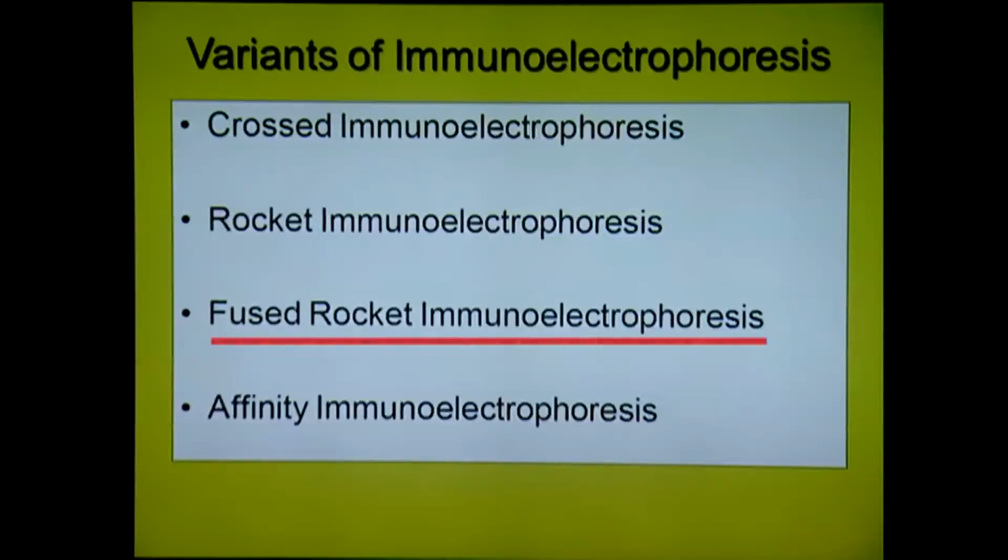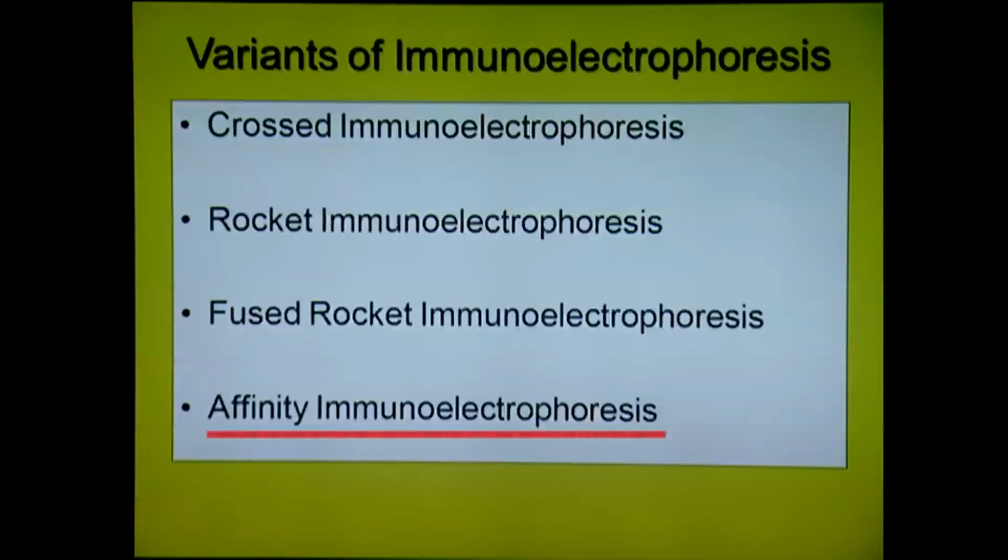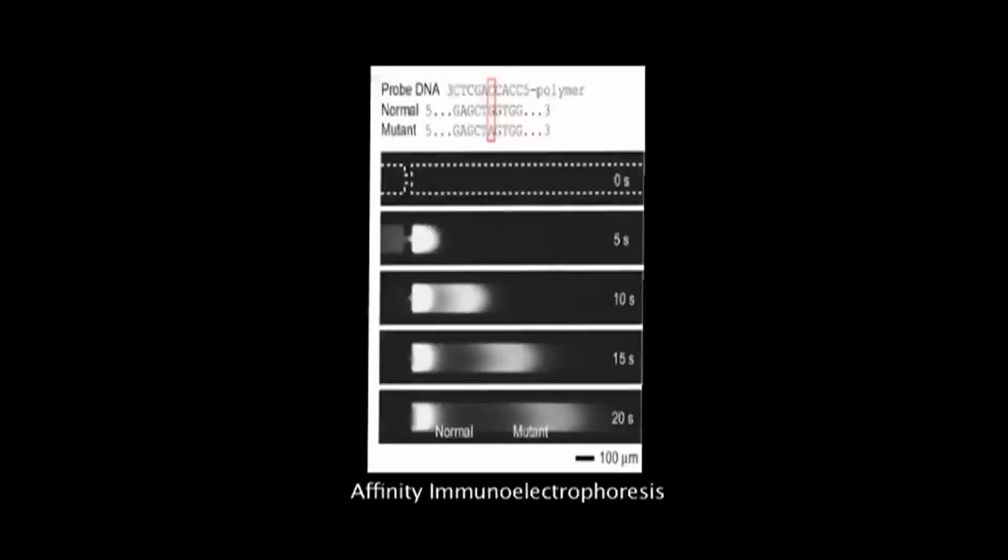Fused rocket immunoelectrophoresis is a modification of rocket immunoelectrophoresis, and it is also used for detailed measurement of proteins after separating any sample. One more modified immunoelectrophoresis is there. It is called affinity immunoelectrophoresis. Here the proteins are electrophoresed through interaction or complex formation with other molecules which have affinity for the antigens.